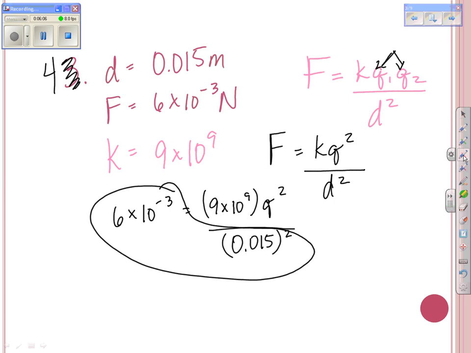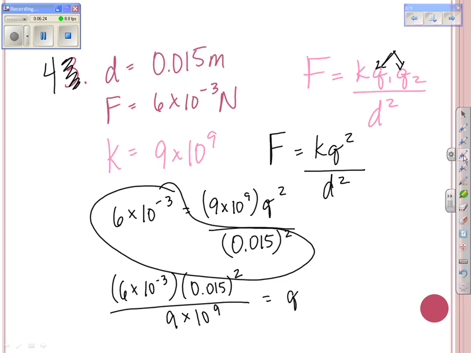So we're going to cross multiply, and sorry about that, y'all. When we cross multiply, we get 6 times 10 to the negative 3 multiplied by 0.015 squared divided by 9 times 10 to the ninth equals q squared. Well, we have to get rid of that squared. So to get rid of that squared, we have to take the square root of both sides.